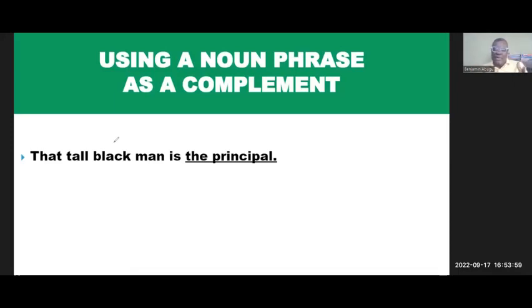And another way of looking at the complement is that it is that structure, that part of the sentence that completes the meaning of the verb. For example, the tall black man is the principal. Now, if you omit the principal here, then the sentence is incomplete. That tall black man is dash. So you need the complement to actually complete the meaning of the verb is. And this is what happens whenever you have a linking verb. Is one of the linking verbs.